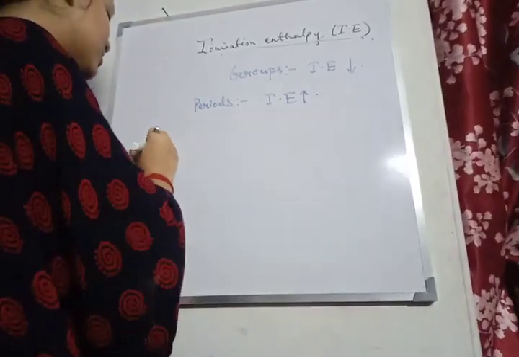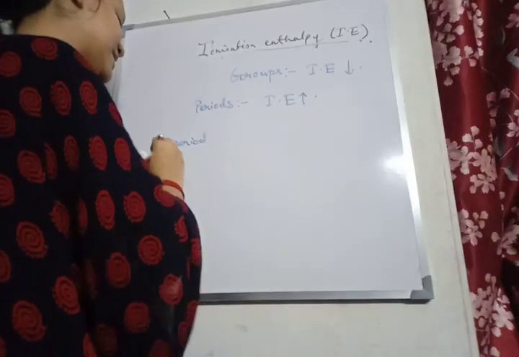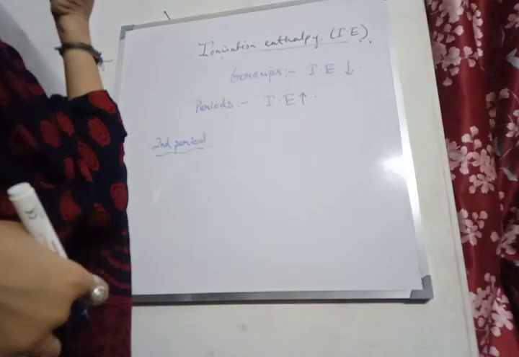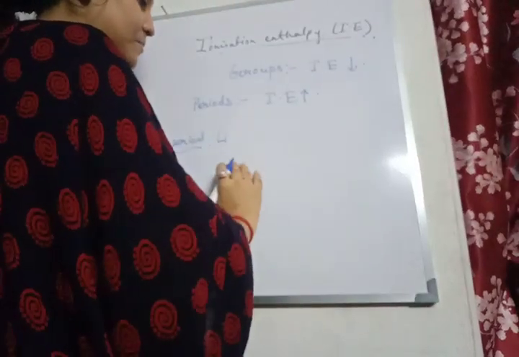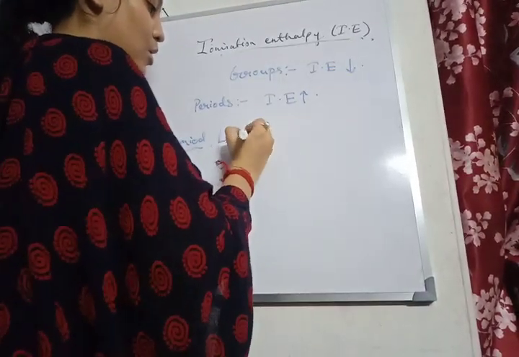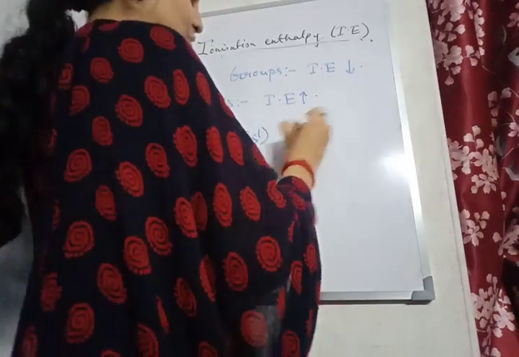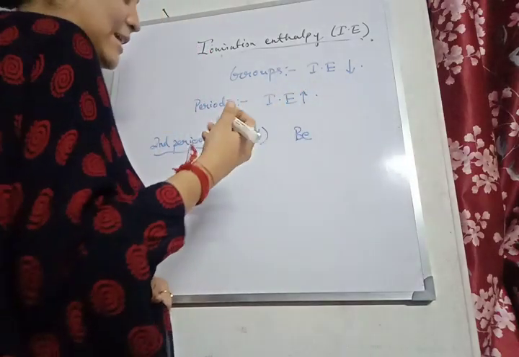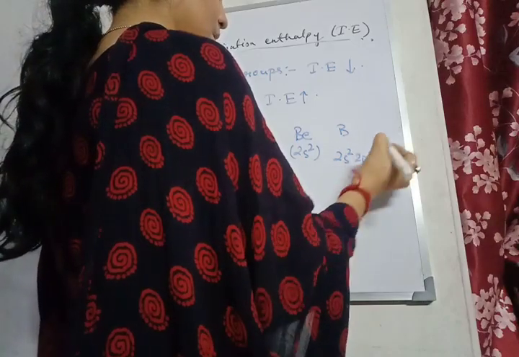Now we'll talk about the second period elements, because there are certain deviations as well. Second period, we have lithium, the valence shell configuration is 2s1. Then we have beryllium, 2s2. Then boron, 2s2 2p1. We have carbon, 2s2 2p2.